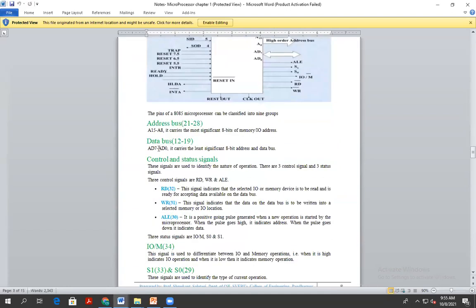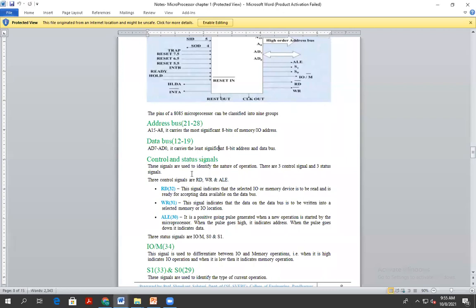There are totally 3 buses, right? Address bus, data bus, and control bus. The address bus is A15 to A8, that means pins 21 to 28. Next is the data bus, which uses pin number 12 to pin number 19, that is AD0 to AD7. Total 8 pins. These carry the least significant bits of the address and data. The previous one is memory and input output address, but here the data bus is for both address and data. Okay, so next one is the control bus.